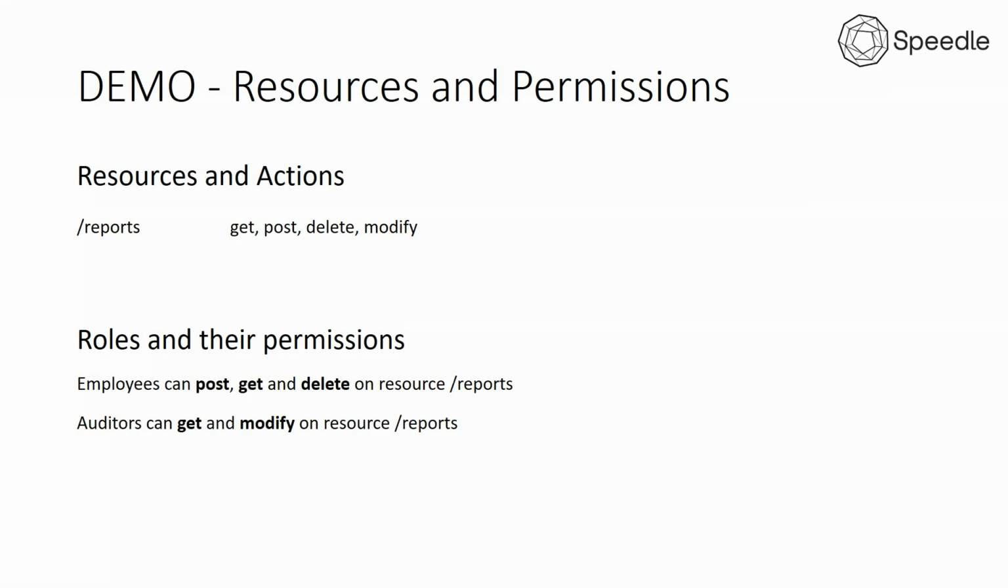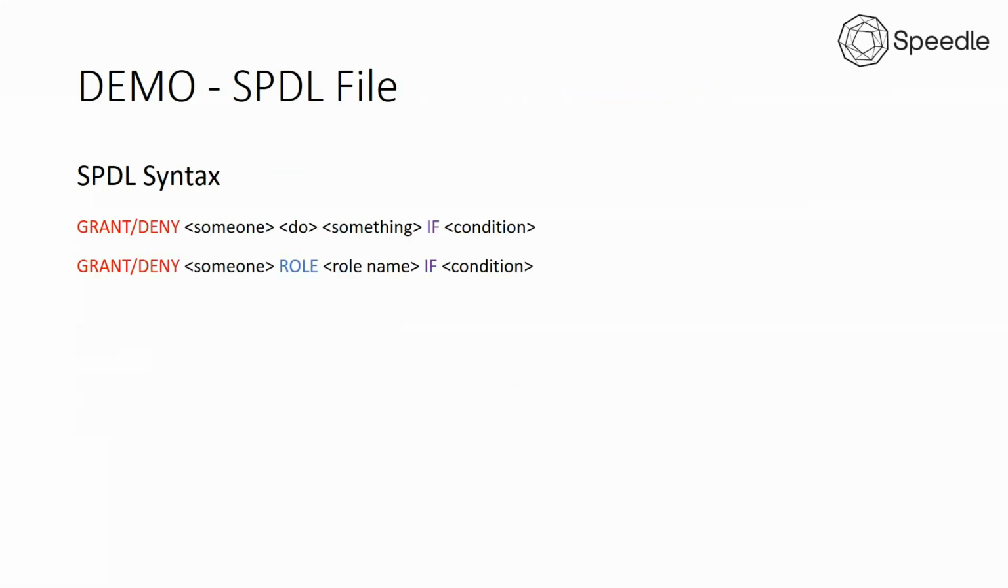The expenses system has one resource, /reports, with 4 actions: create, delete, get, and modify. Role employee can create, delete, and get reports. Role auditor can get and modify reports. Before writing the policy file, let's introduce the policy file format. Each policy and role policy is written by SPDL, which stands for Speedle Policy Definition Language.